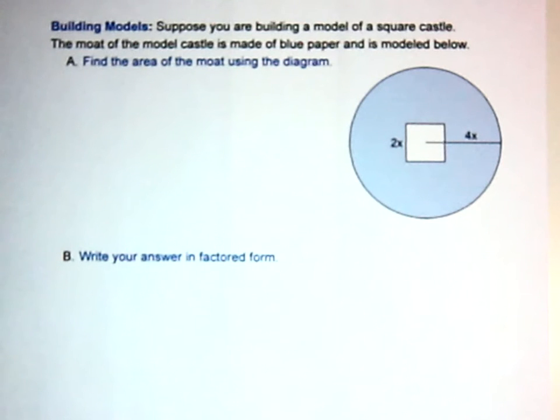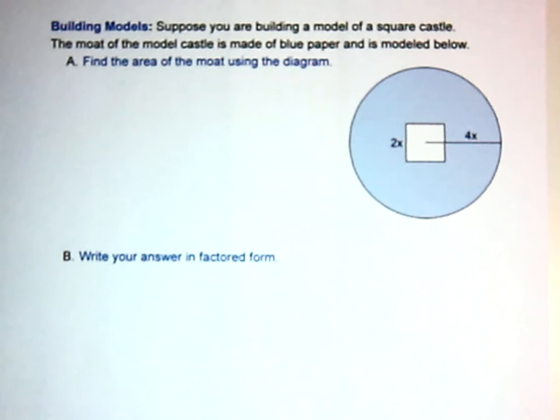Hello, for this lesson we are going to look at multiplying and factoring polynomials, but specifically a word problem. In this word problem it says we're working on building a model. Suppose you are building a model of a square castle. The moat of the model is made of blue paper and is modeled below.